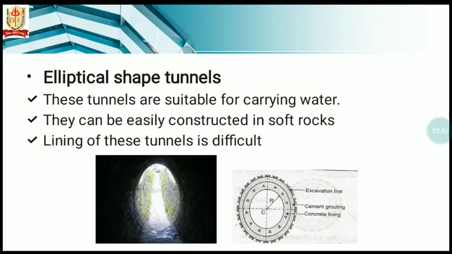The sixth type is the elliptical shaped tunnel. These tunnels are suitable for carrying water. They can be easily constructed in soft rocks. Lining of these tunnels is difficult. Elliptical shaped tunnels have advantages for the transportation of sewage. The smaller cross section at the bottom maintains the flow at the required self-cleaning velocity. However, due to the difficulty in construction, circular shapes are more common.